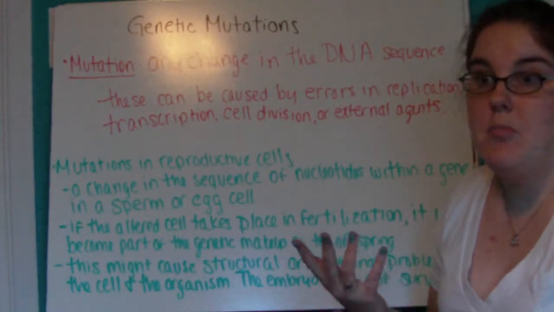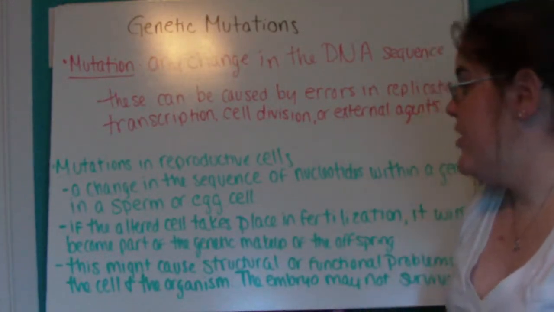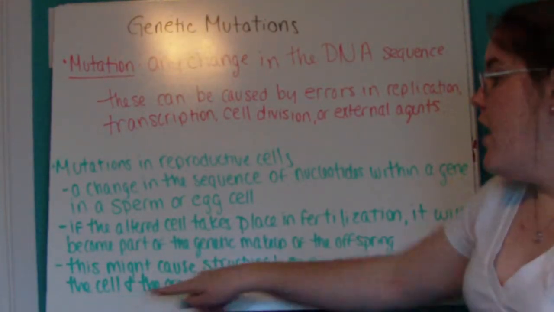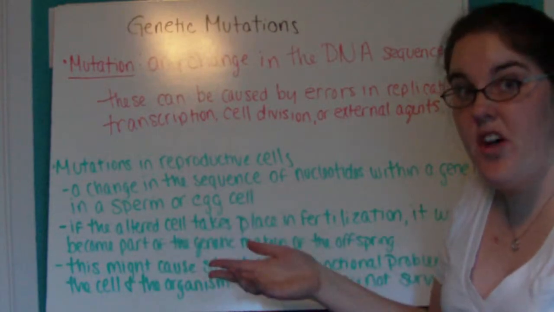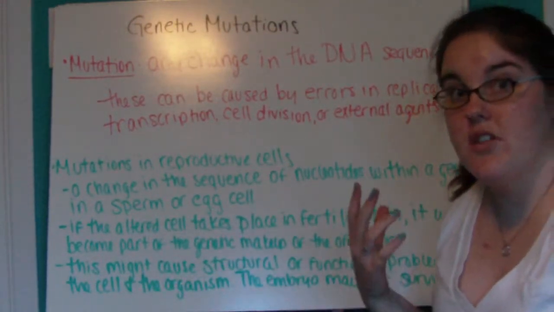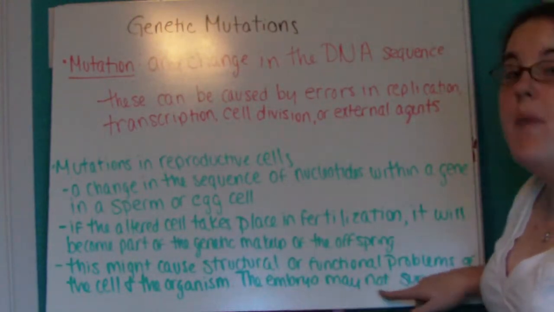Maybe it might be born without a limb. That is a possibility. This might cause structural or functional problems of the cell itself, so as developing into an embryo, and the organism. And sometimes, if the mutation is bad enough, the embryo may not survive.